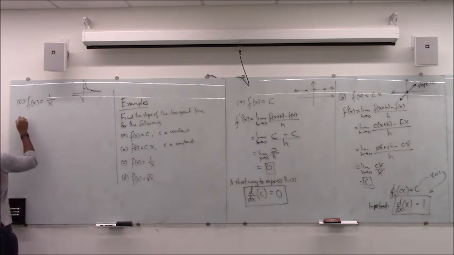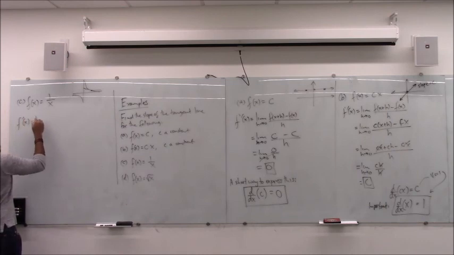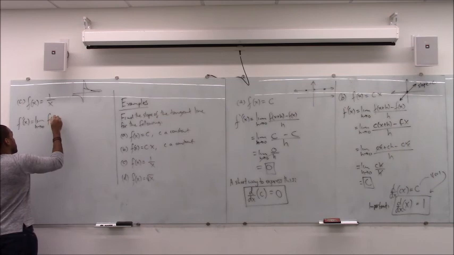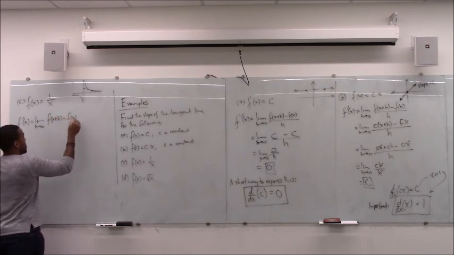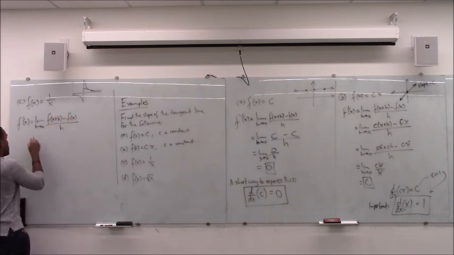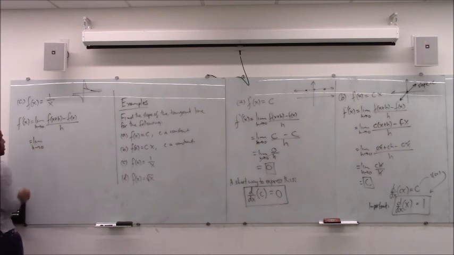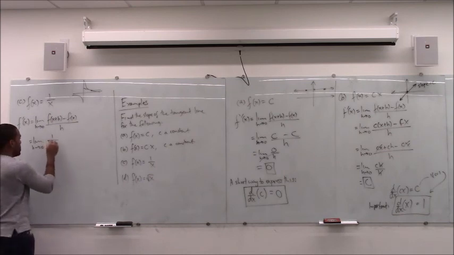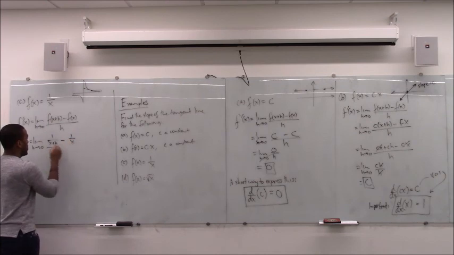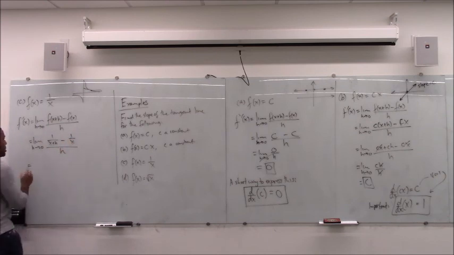Well, let's figure it out. F prime of x would be equal to the limit as h approaches 0 of f of x plus h minus f of x over h. Write it down every single time. So now, what is f of x plus h here? 1 over x plus h. 1 over x plus h minus 1 over x, all over h. So now we want to find this limit.